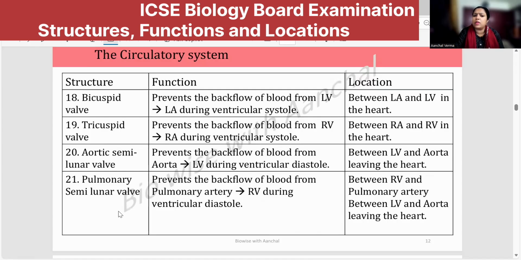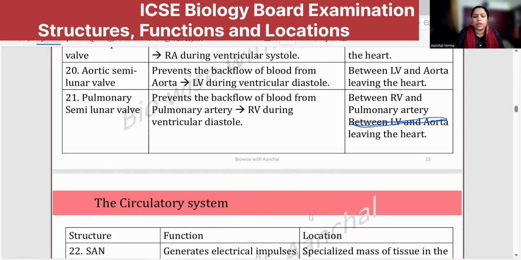Then pulmonary semilunar valve prevents the backflow of blood from pulmonary artery to right ventricle during the ventricular diastole, and it is present between the right ventricle and pulmonary artery, leaving the heart. Okay, something is wrong here. Between the right ventricle and the pulmonary artery. Okay, this line is extra here. This is not there. Okay, this is wrong. So leaving the heart. This one, please write so that it is helpful to you to learn for your exams, or in just some time you can practice with me.